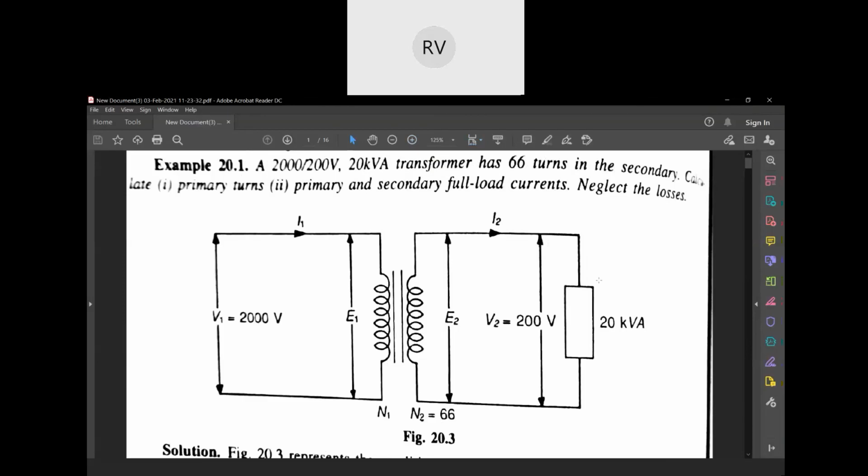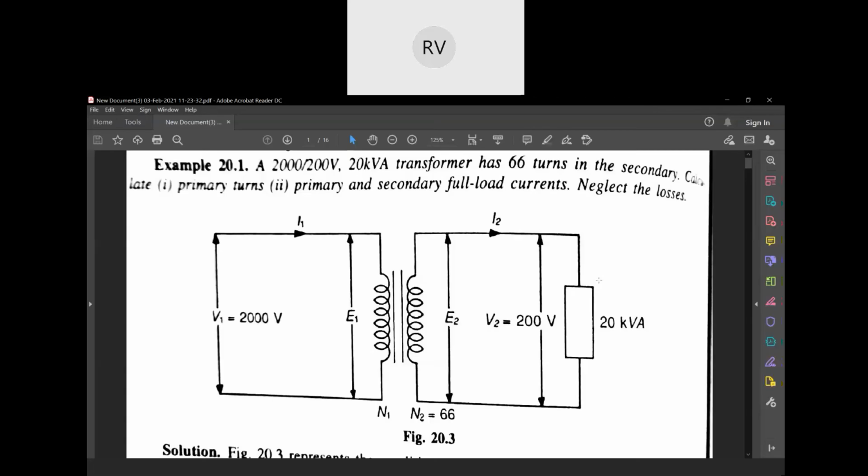So first is an example problem. He's giving us a 2000 by 200 volts, 20 kilovolt-ampere transformer that has 66 turns on the secondary. Calculate the primary turns, and the primary and secondary full load currents, neglecting the losses. So here you can see 2000 by 200 volts. He's giving us both the voltages, that is the highest voltage as well as the lowest voltage at the same point. And he is giving us 20 kilovolt-amperes. That is the total power, which is a constant value, right? This is how the ratings will be given.